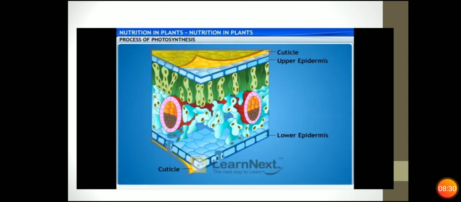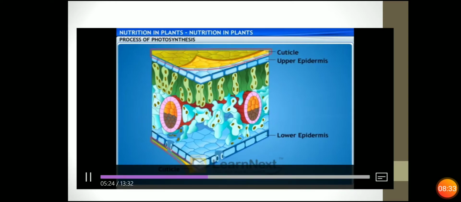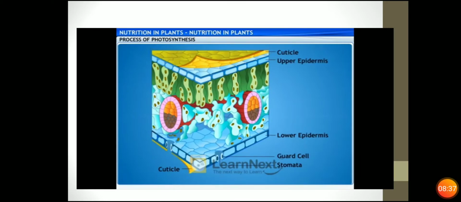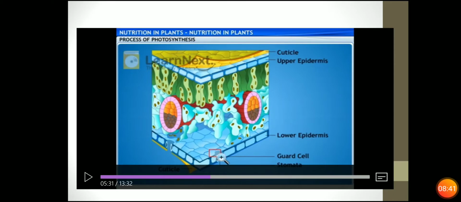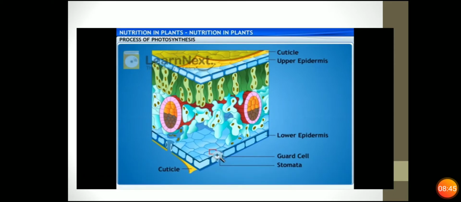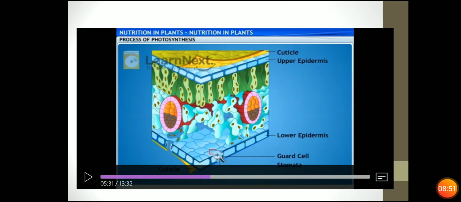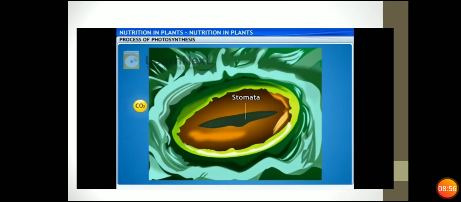Water will not stick. The lower epidermis has openings called stomata, surrounded by the guard cells. I told you that in leaves we have stomata that help in making of food by releasing oxygen and water vapors. The stomata take in carbon dioxide from the air.